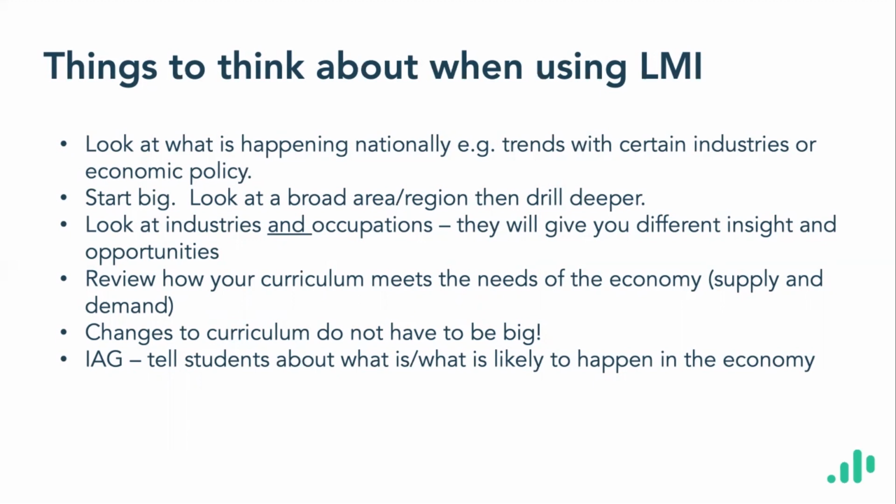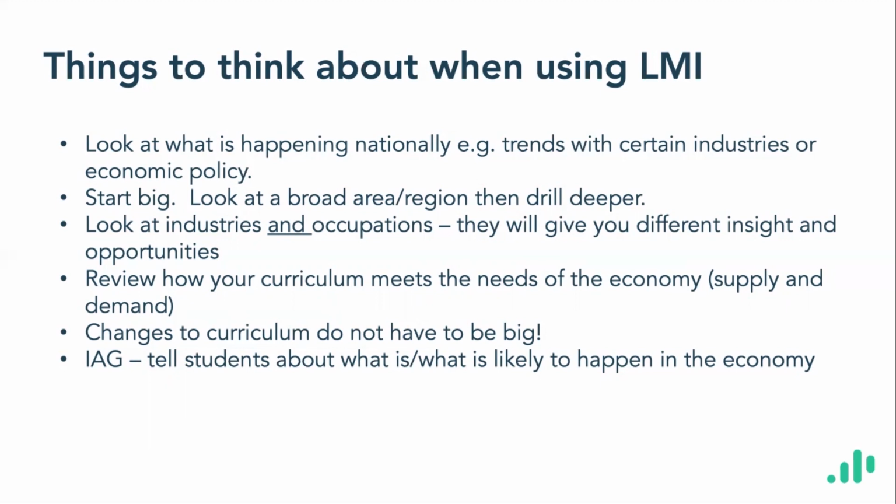When you start looking at your local area, then I always start off quite broad. And the reason why we do that is just to see a broader view of what's happening and see if we can see any opportunities. Always say look at industries and occupations. So colleges tend to look at occupation data because it's more closely aligned to actual courses or jobs. But it's important to look at both, because you can often pick out different opportunities by looking at that information from a different angle.